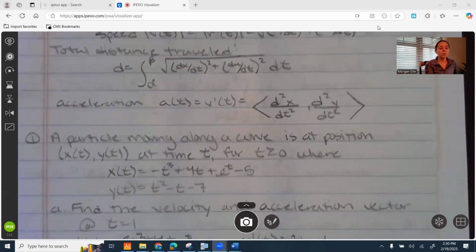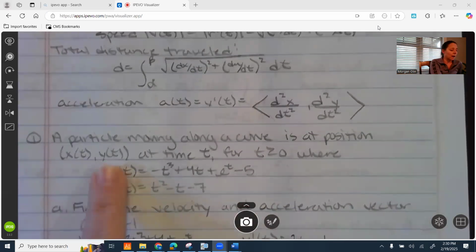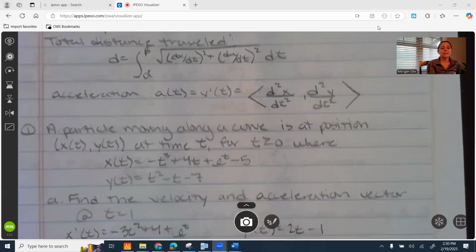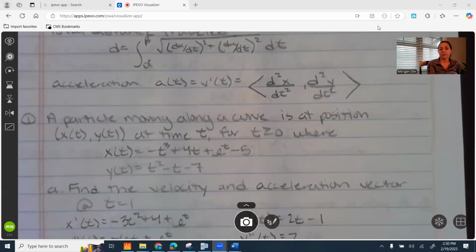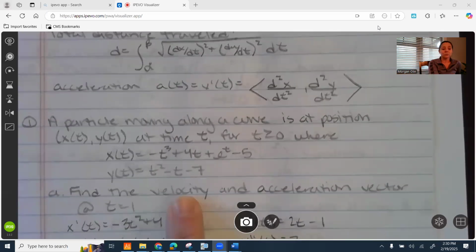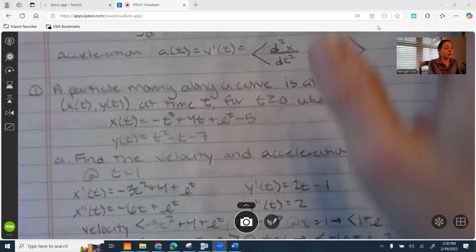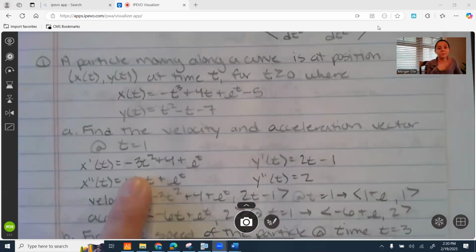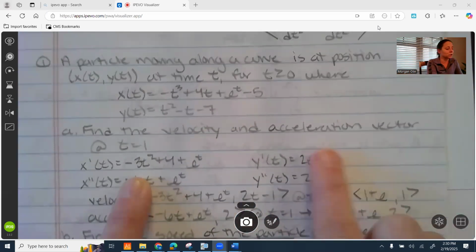Let's look at this first one. A particle moving along a curve is at position x of t, y of t at time t for t greater than or equal to 0, where we've got x of t and y of t here. Let's find the velocity and acceleration vector. Well, that should be fairly simple. For your velocity vector, you take the first derivative of each. You can see that I took the first derivative of each one of these things right here. Don't forget the derivative of a constant is 0. It's been a little while, but you should know that.